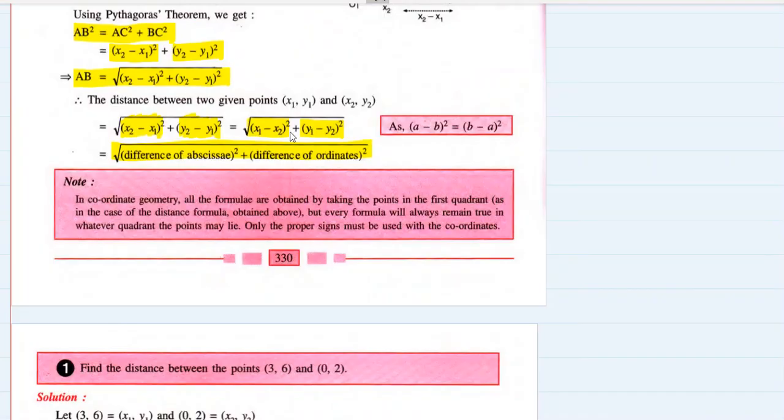Let's start with the first problem. Find the distance between points (3, 6) and (0, 2). Okay, let's make some space. So the first example says that you have to find the distance between the points (3, 6) and (0, 2). These are your 2 points. This is point A and this is point B. You have to find the distance between point A and B, that is AB.